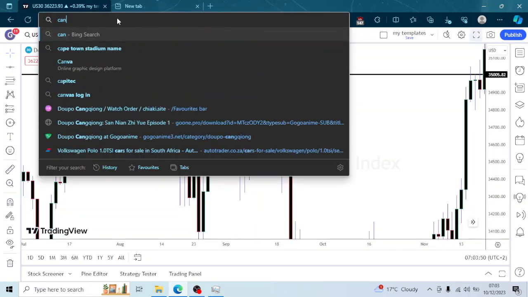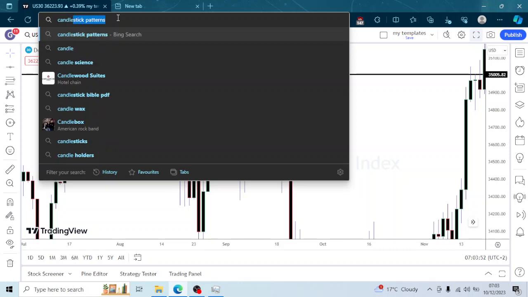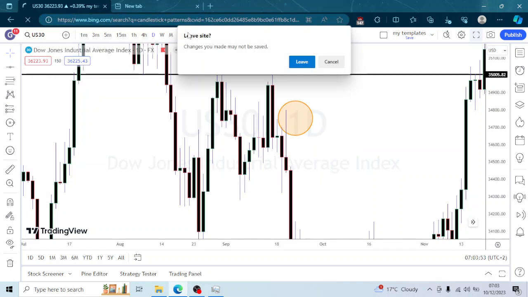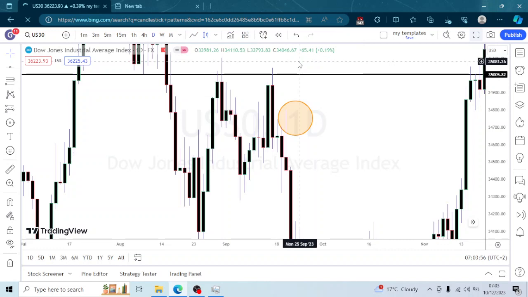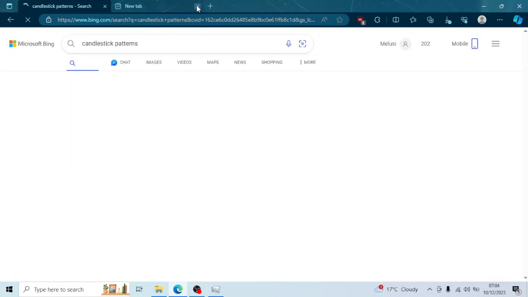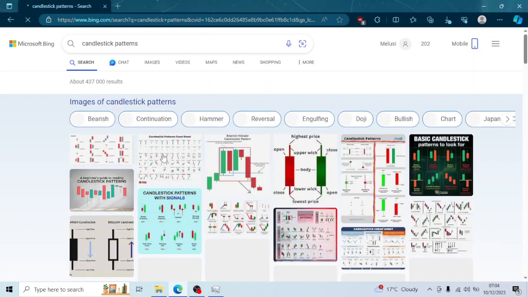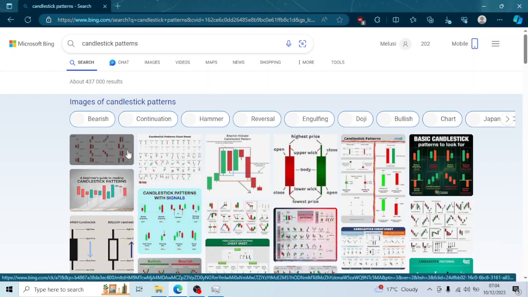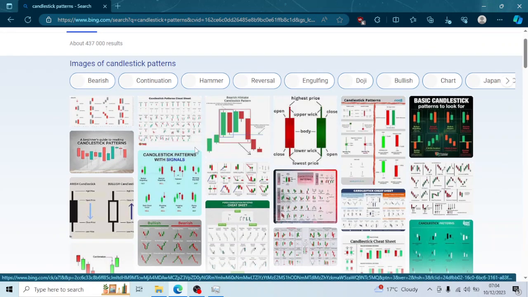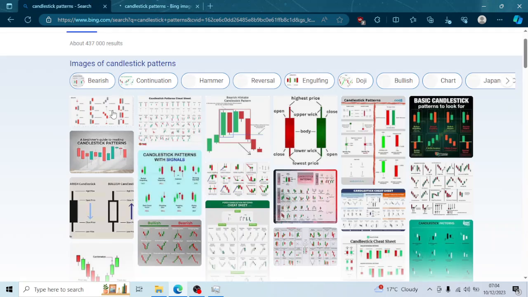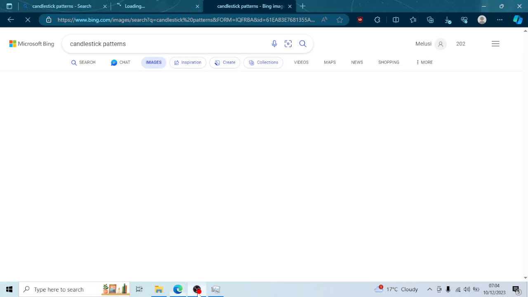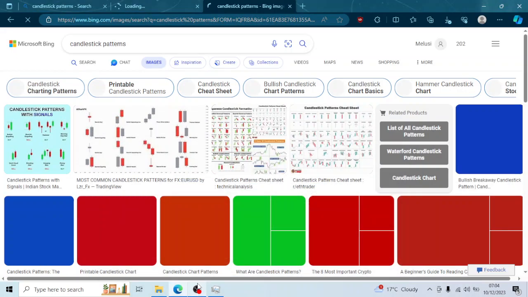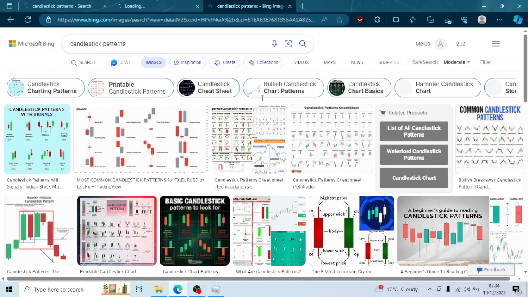Let's do this. Candlestick patterns. Yeah, I'm gonna come back anyway. Why am I even using this browser? I should have used Google Chrome. Candlestick patterns. Let's see, which one should we open? Let's check this one. It looks a lot more clear and straightforward. There is that one. Let's open this one as well. How long is it? I hope this video hasn't been that long. Okay, still 13 minutes. So where is the thing?